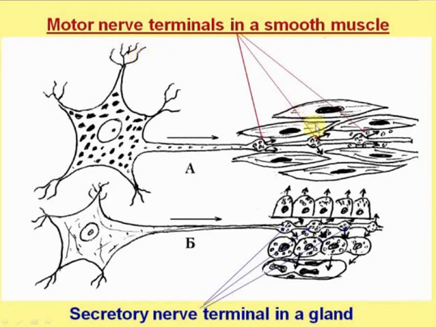Motor nerve terminals in smooth muscle and in glands are much easier to organize. They contain no special synapses. It's like local extensions of axons where mediator will be released into the intercellular space, exciting a big group of muscle or glandular secretory cells at the same time to activate or inhibit their functions. Usually these neurons belong to the autonomic nervous system.